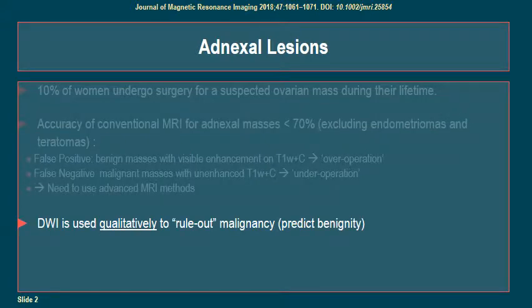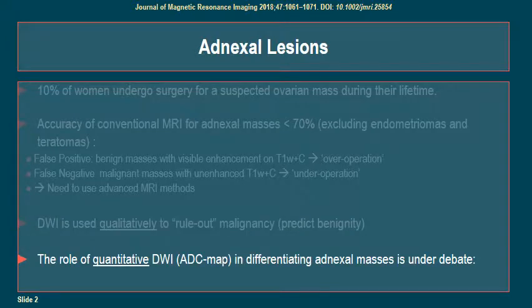Diffusion-weighted images are used to qualitatively rule out malignancy, meaning that they are used to predict benignity. The role of quantitative DWI or ADC map for differentiation of adnexal masses is a matter of debate. It is because there is a large overlap of ADC values between benign and malignant lesions.